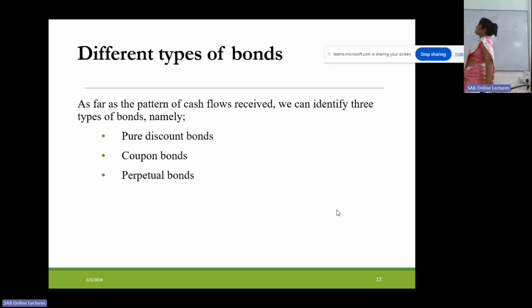So then these are the types of bonds. We are going to value the bonds. Different types of bonds are there. I have listed here only three: pure discount bond, or we call zero coupon bond, coupon bonds, and perpetual. Different types of bonds can be there, but I discussed only the three. Coupon bond is the normal one.